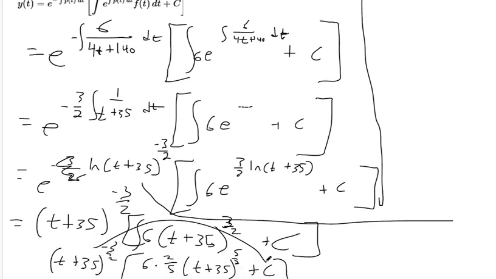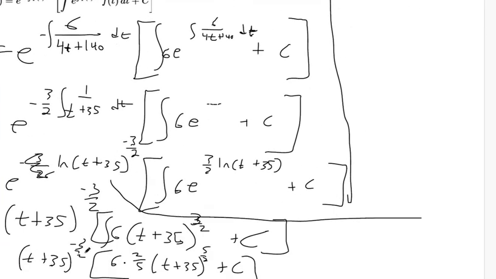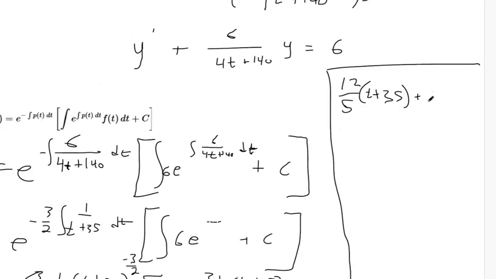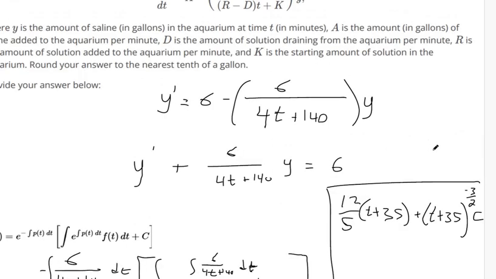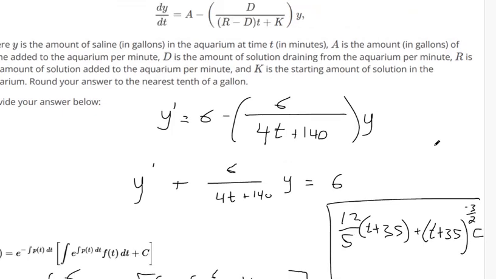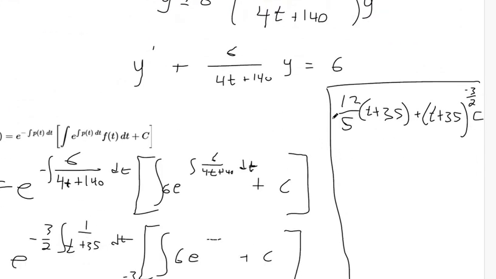And then we can distribute this to this arbitrary constant c. So we're going to have this times that arbitrary constant c. We got t plus 35 to the negative 3 halves times that arbitrary constant c. So we got our function. We need to know what the arbitrary constant c is, and then once you've solved for that algebraically, you'll be able to plug in t equals 16. So this is our y of t.